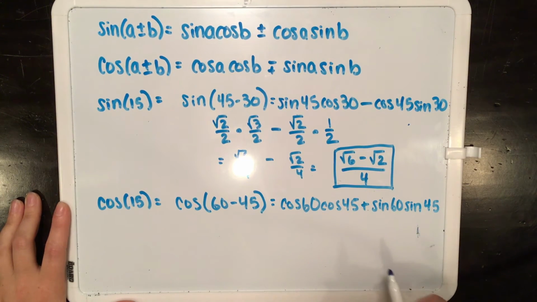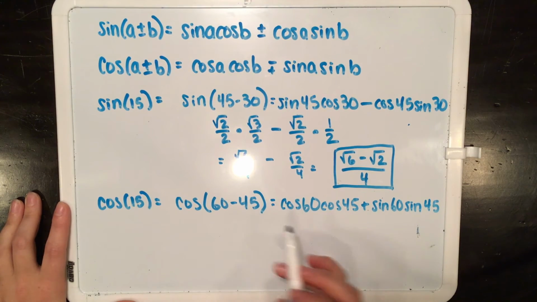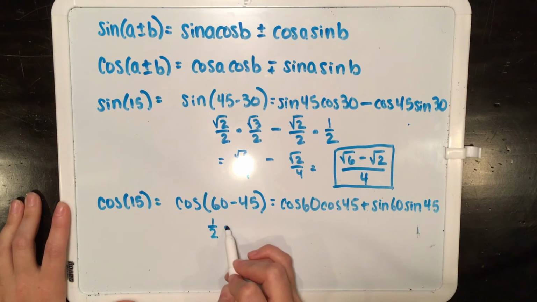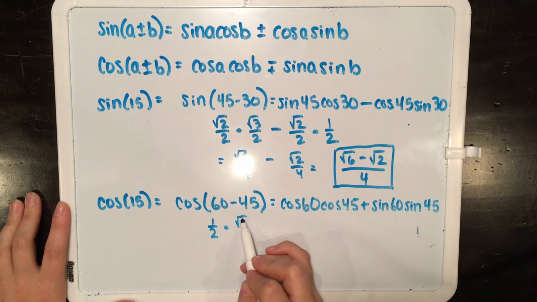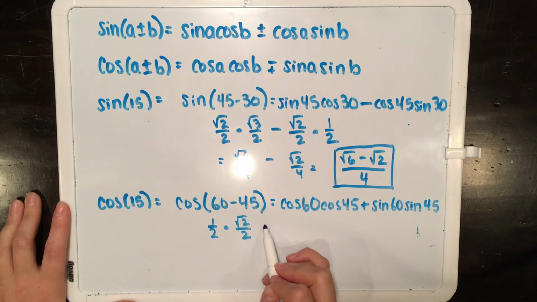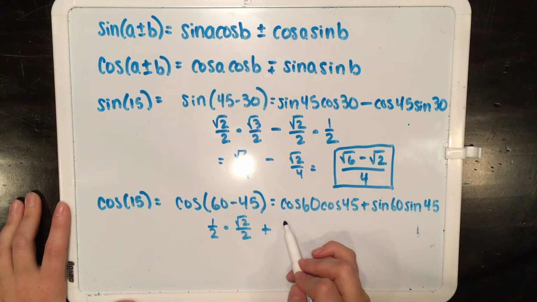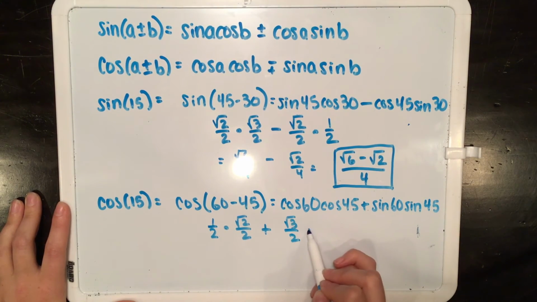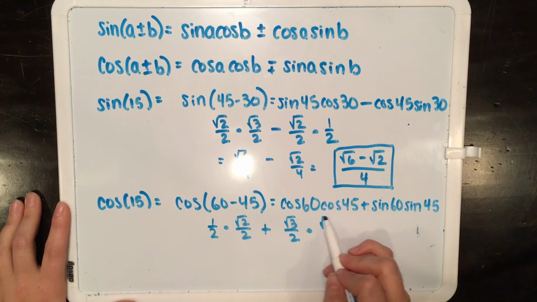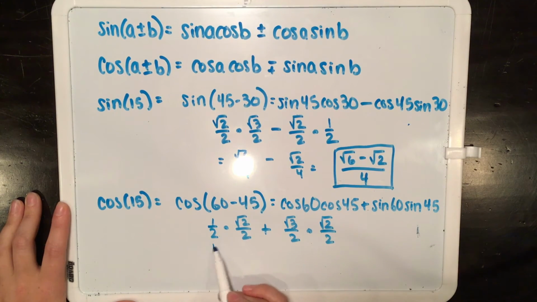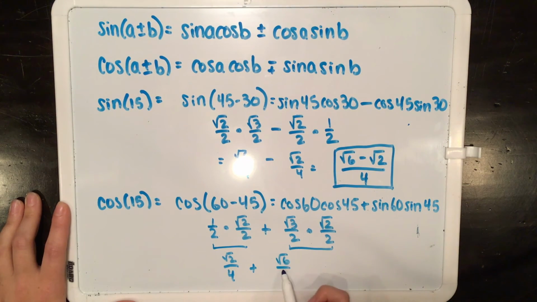And using our unit circle values, cosine of 60 is 1/2, cosine of 45, square root of 2 over 2, plus sine of 60, square root of 3 over 2, sine of 45, square root of 2 over 2. Combine our terms, square root of 2 over 4, plus square root of 6 over 4, and our answer, square root of 2 plus square root of 6, all over 4.